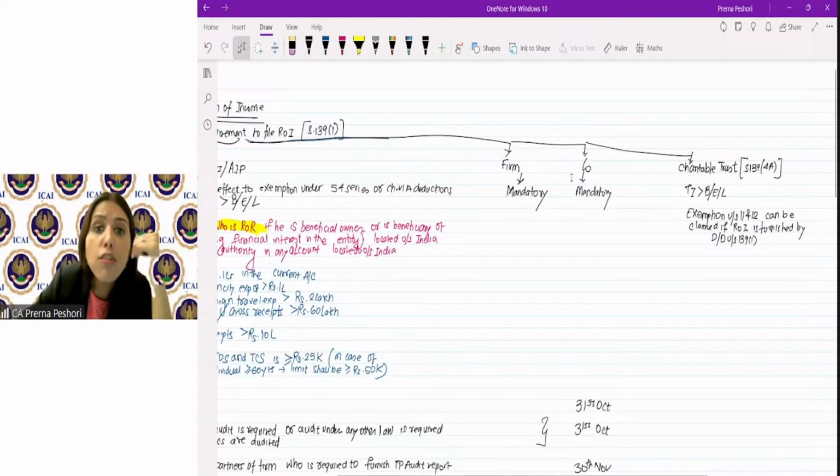In case you fail to file the return of income within 139(1) or a belated return, then in that particular case, the income shall be chargeable to tax. You will not get the exemption under Section 10(23C) or Section 11 or Section 12. Is this clear? So just write down over here.